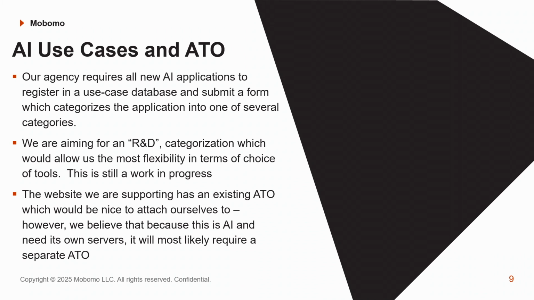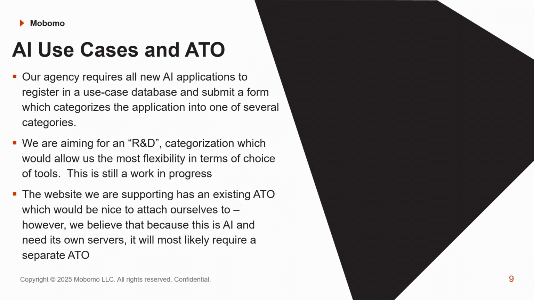That's in addition to whatever ATO we will need to acquire later on, which we don't have to worry about right now since we're just proof of concept. But the AI categorization process does ask you to categorize your AI, and we're going with either familiarization or research and development. Familiarization is basically just trying out standard AI tools like ChatGPT or Gemini.